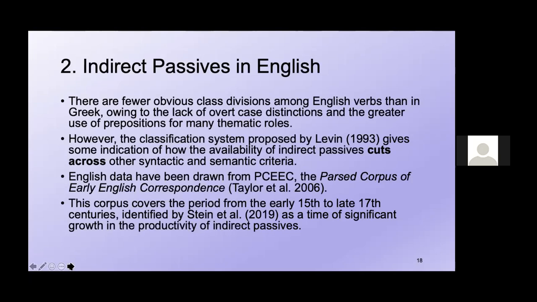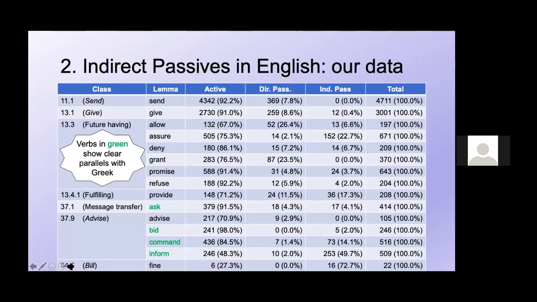So, our study has drawn some English data from the PCEEC, the corpus of early English correspondence, and this corpus covers the period from the early 15th to late 17th centuries, which Stein et al. have identified as a time of significant growth in the productivity of these indirect passives. And I should emphasize that these are preliminary data, and we hope to extend this to a wider number of lexemes to produce a more balanced picture. And what we've done is an exhaustive search in the corpus for all forms of each of these lexemes within the relevant period, and then classified them in terms of their voice properties.